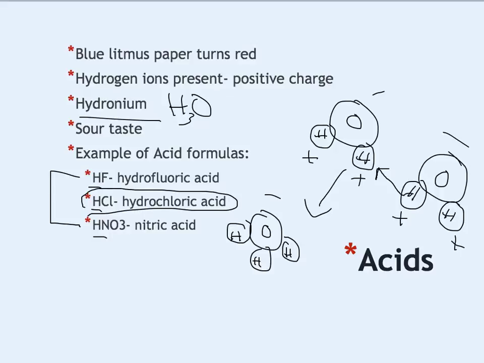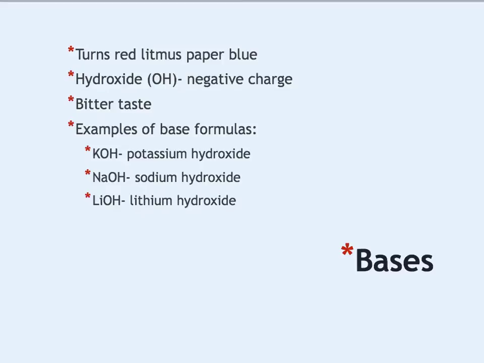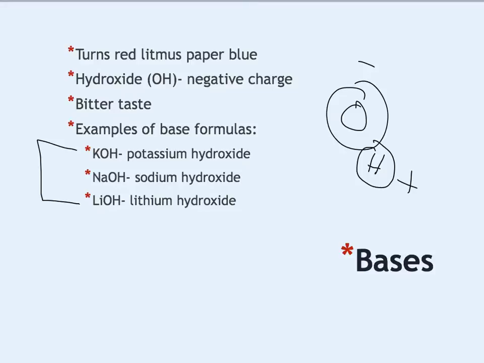The other side is bases, and bases are the opposite of acids, so they turn red litmus paper blue. So going back to the water molecules that we had, say this is the one where the hydrogen atom was removed, you're left with OH, and it's going to have an overall negative charge. Bases typically have a bitter taste, they can conduct electric currents, but their big thing is that their formulas are all going to have hydroxide in them. So if you're looking at these examples, you have potassium hydroxide, sodium hydroxide, lithium hydroxide.